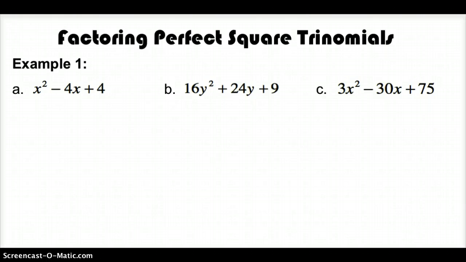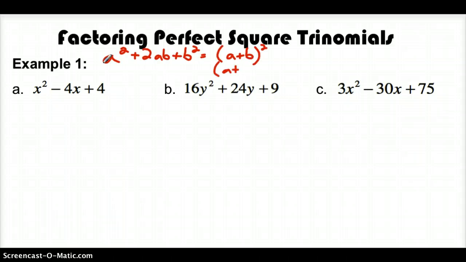In this next little section here, we'll look at factoring perfect square trinomials. So remember that our perfect square trinomials look like this. If we had, for example, a squared plus 2ab plus b squared, when we factored that, our special pattern is going to be (a plus b) squared, or in other words, (a plus b) times (a plus b).